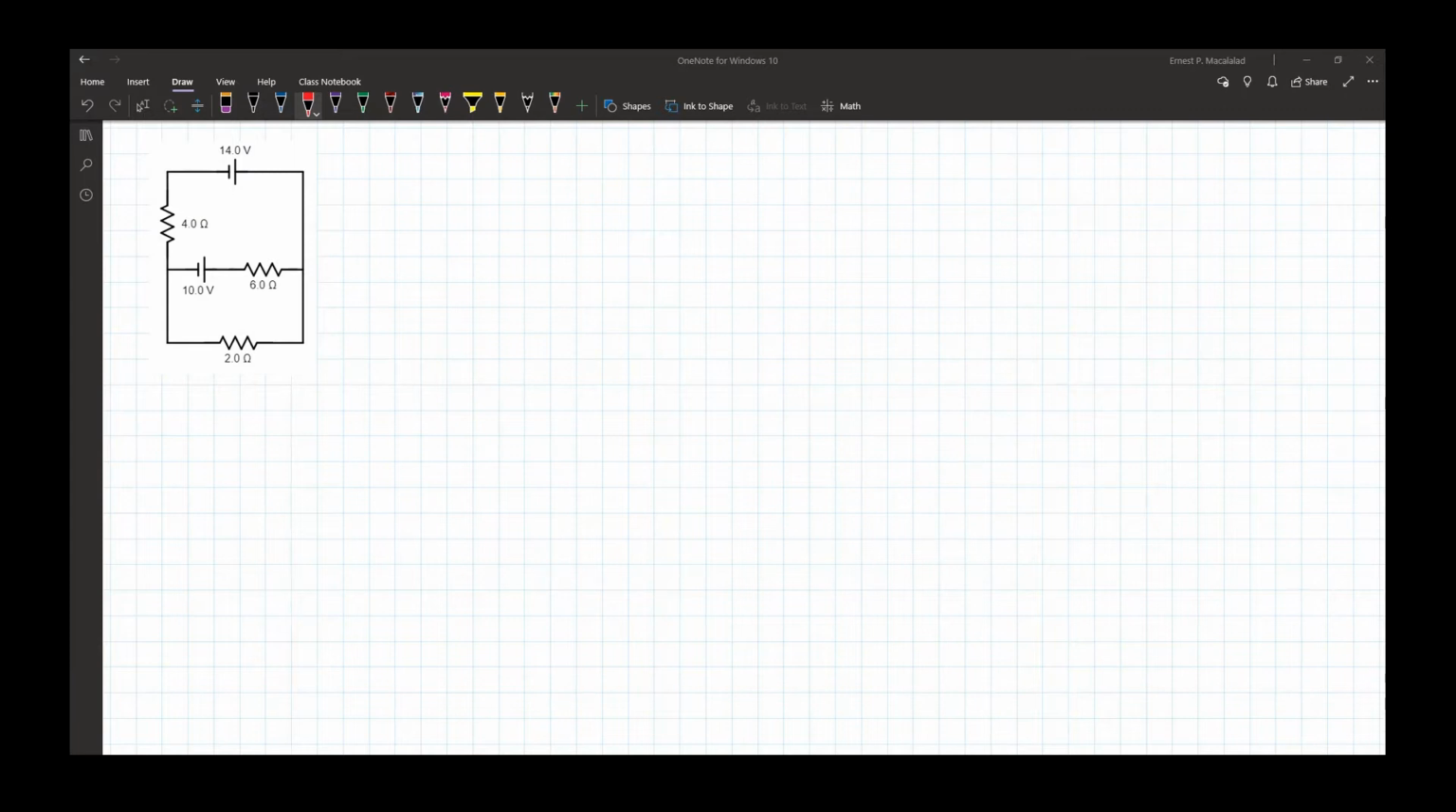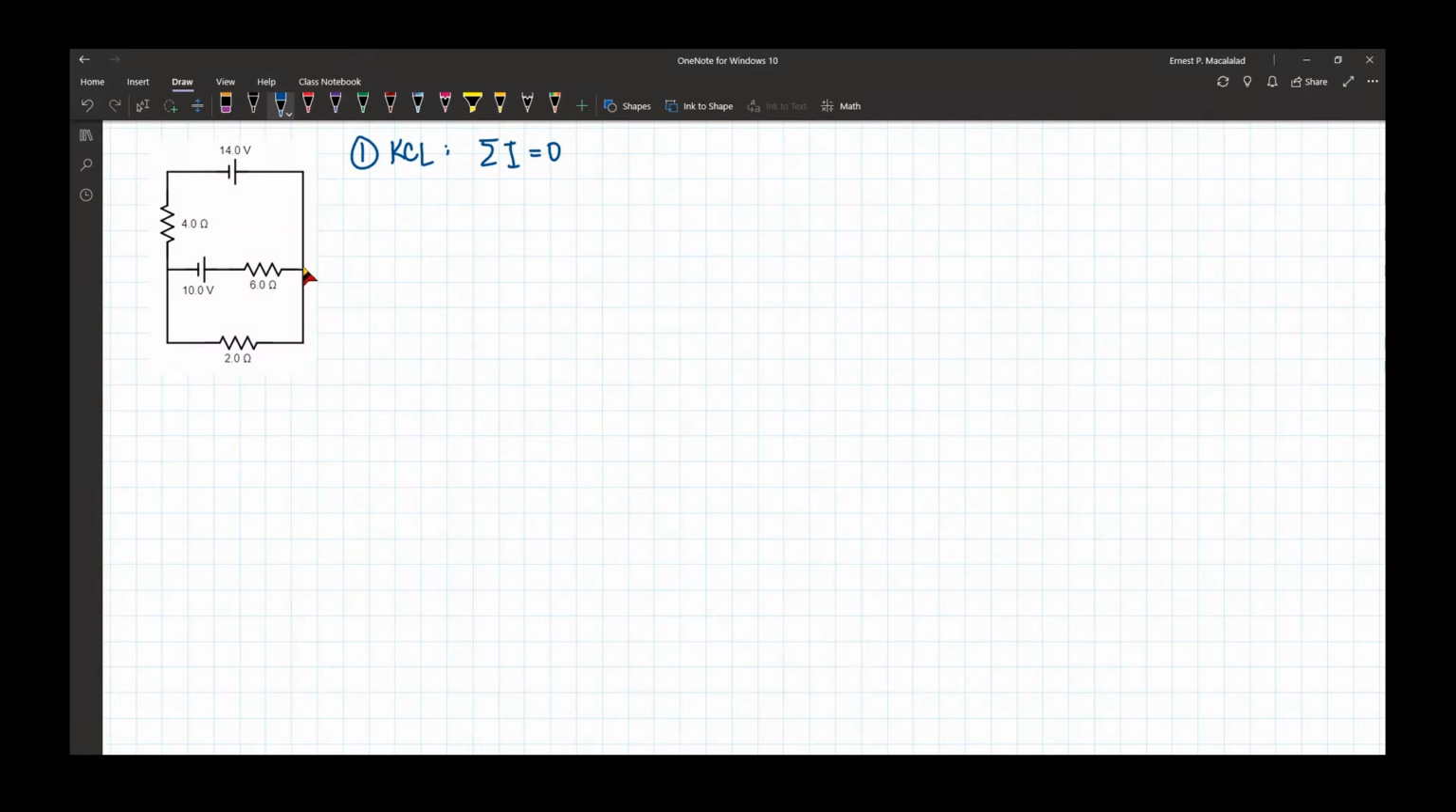Okay, sige. So this is Kirchhoff's rules. So we have two rules. Ano yung two rules? First one is your current rule or KCL, Kirchhoff's current law, wherein the sum of I in a junction is equal to 0.